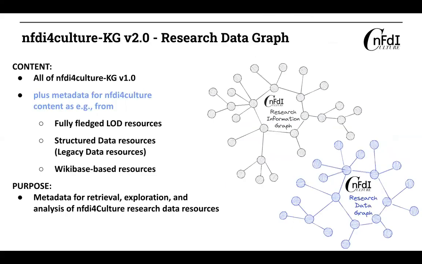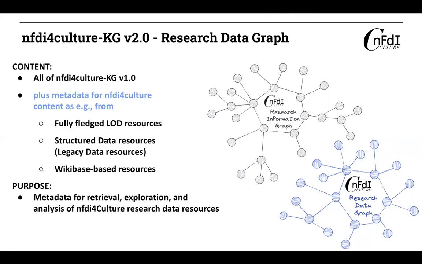Linked to this meta level, we have the research data graph. And this would be the rest. And we're busy filling this at the moment. The information graph is already filled in because we know which persons are in our consortia. We know which institutions are taking part. But the data graph, we are not yet there. It needs to be filled in. And this is the actual research data contributed by the members of the consortium.